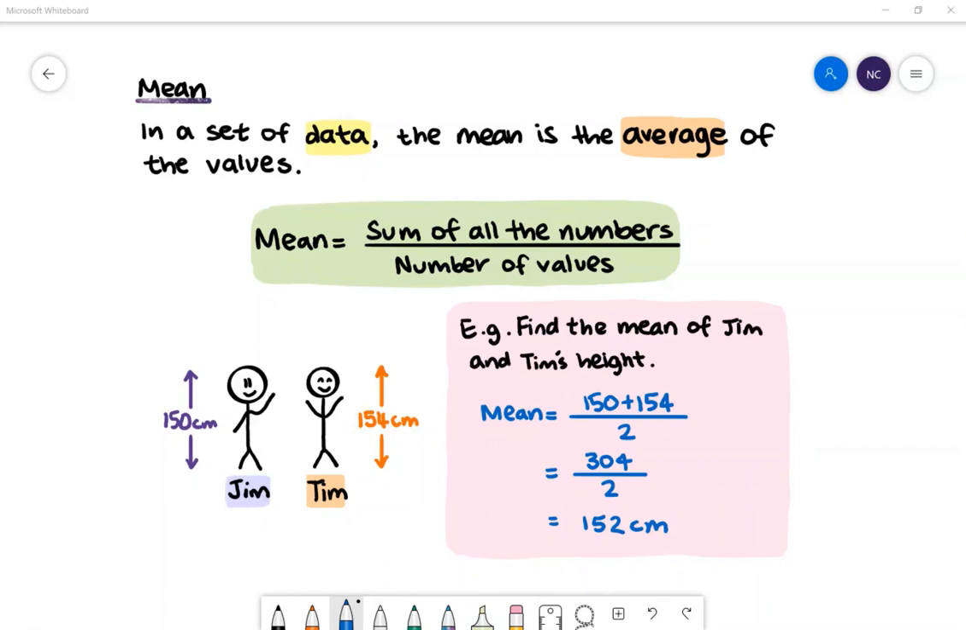Mean. In a set of data, the mean is the average of the values. We can find the mean using the formula: the mean equals the sum of the values divided by the number of values. Let's take a look at the following example.